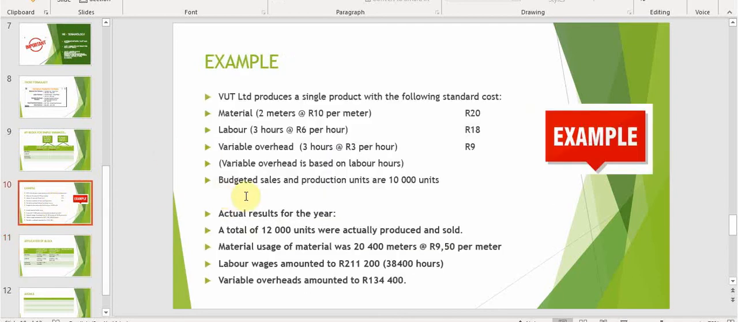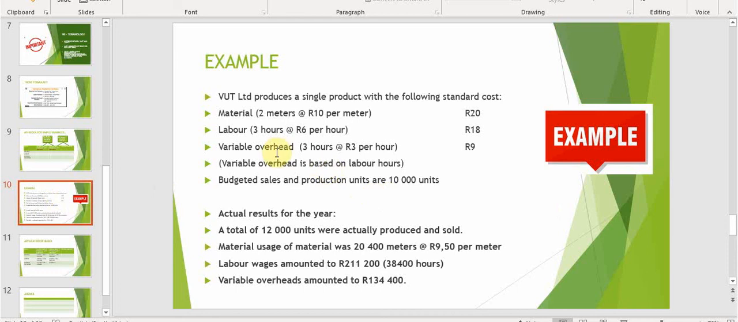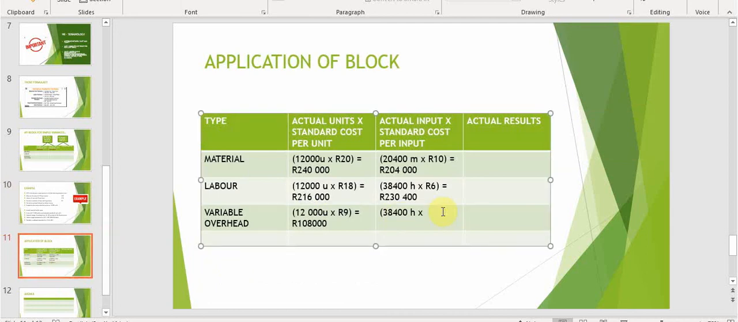For the variable overhead, I am going to look at the actual input. However, I am told that variable overhead is based on labor hours. So I still need to use labor hours as my input. So the actual input there will also be 38,400 hours. And I'm going to times that by what was the standard rate or the budgeted rate of an input. It was 3 Rand. I'm going to times it by 3 Rand, and I get to an answer of 115,200.